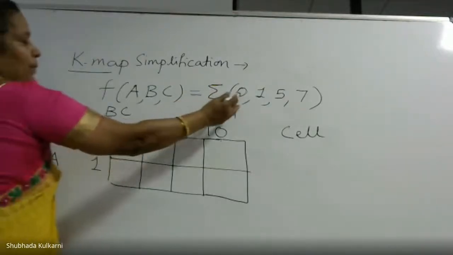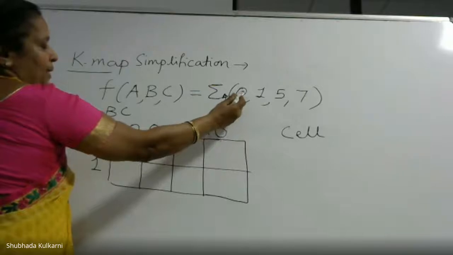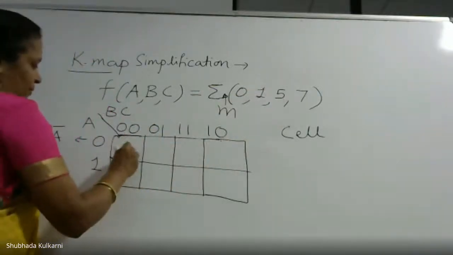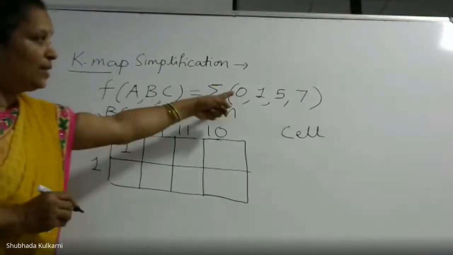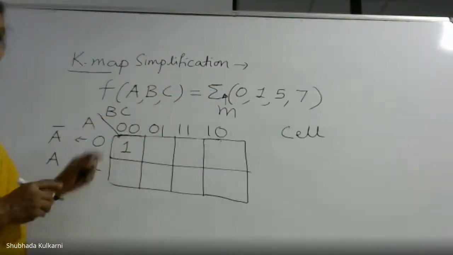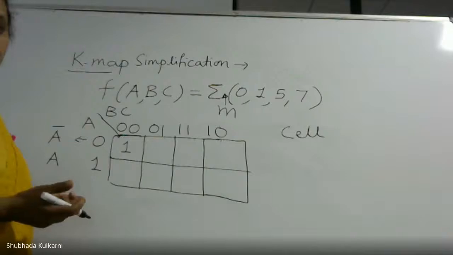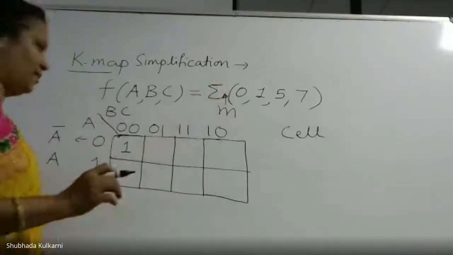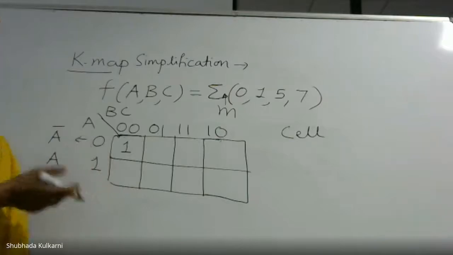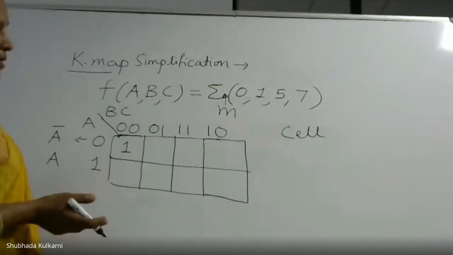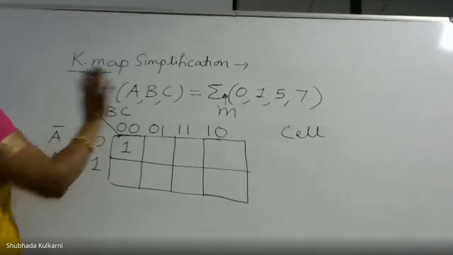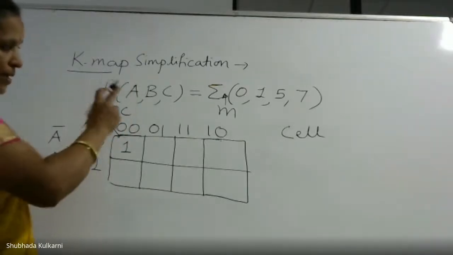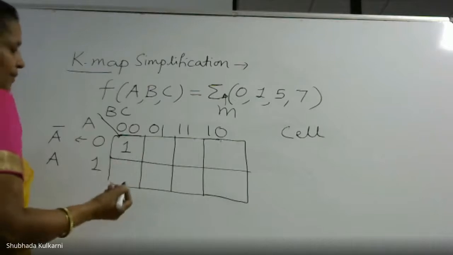Now, in the given problem, which are the mean terms? 0 is a mean term, 1 is a mean term, 5, 7. So at 0 put 1. Mean term 0 gets value 1. And the definition of a mean term is a fundamental product term for which the output is logic 1. Where is it given? In the truth table or the problem definition. Our problem definition is very simple. F of A, B, C is equal to sum of mean terms 0, 1, 5, 7.